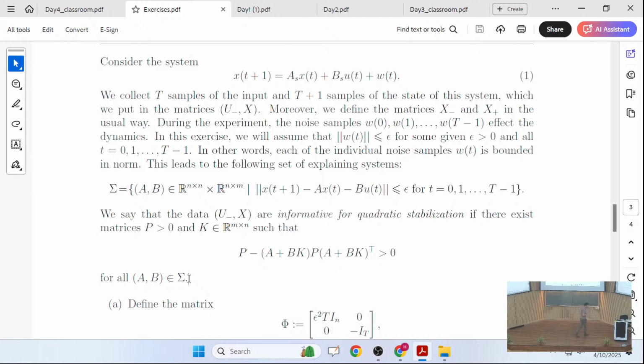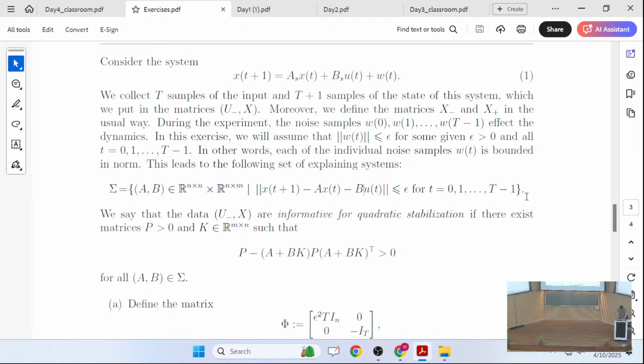The only difference now is, of course, that we consider this different set of systems consistent with the data, because our assumption on the noise changed. Instead of the energy bound, we have this sample bound on the noise. That's the point.